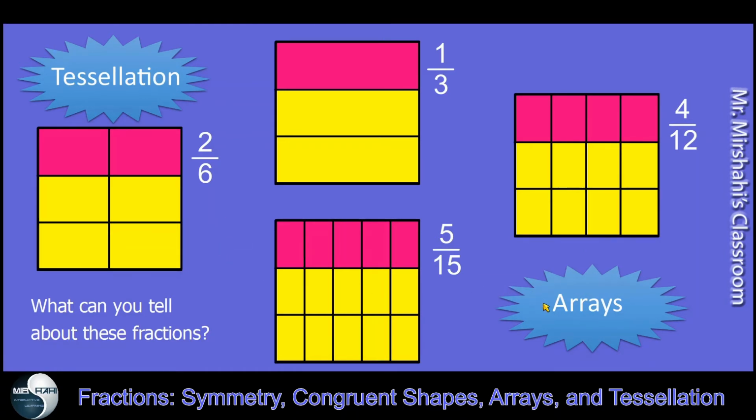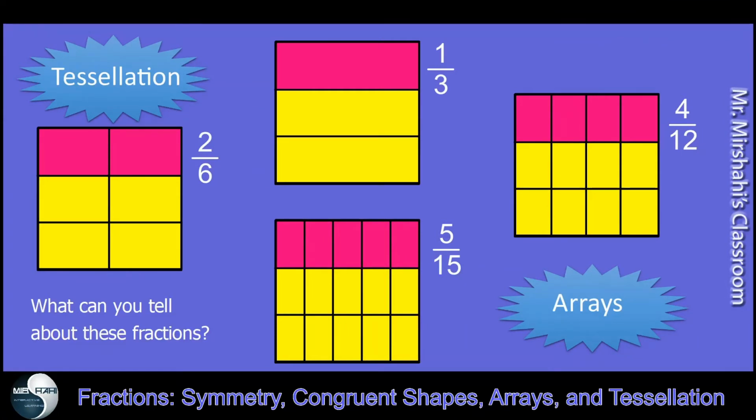Here we're also looking at arrays, and we talked about that already. Now if you look at these, what do you have in common here? Well, this is 2/6. In arrays, you can find how many pieces using multiplication. So 3 rows of 2, that's 6. 3 times 2. Here 3 times 1, that's 3. 3 times 4, 12. 3 times 5 equals 15.